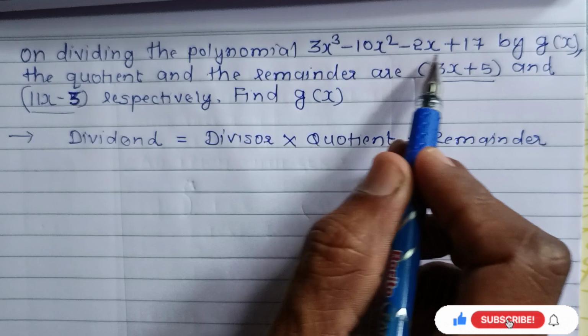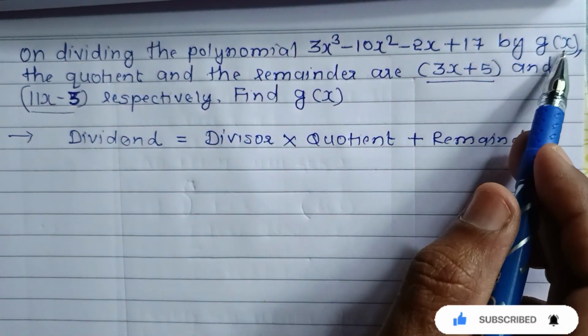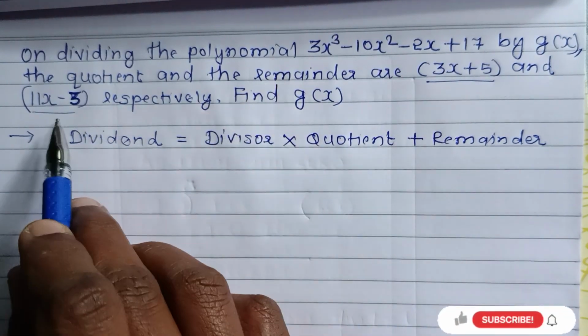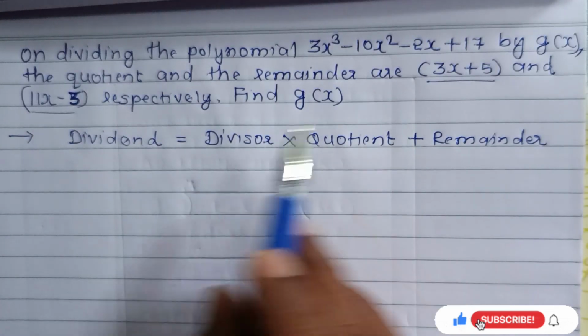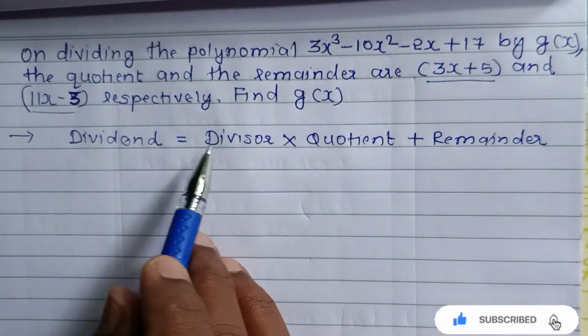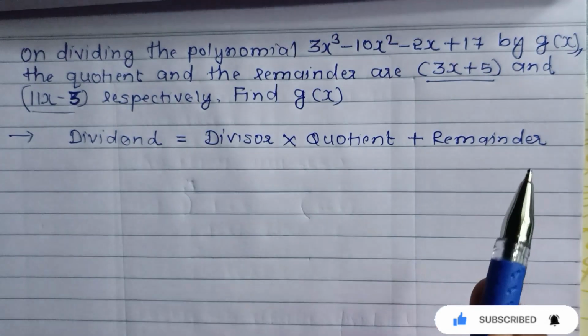So here the dividend is 3x cube minus 10x square minus 2x plus 17 and divisor is g(x), and here quotient is 3x plus 5 and remainder is 11x minus 3. So you have to find out the g(x). For this question, first you have to write this form. What is that form? Dividend is equal to divisor into quotient plus remainder.